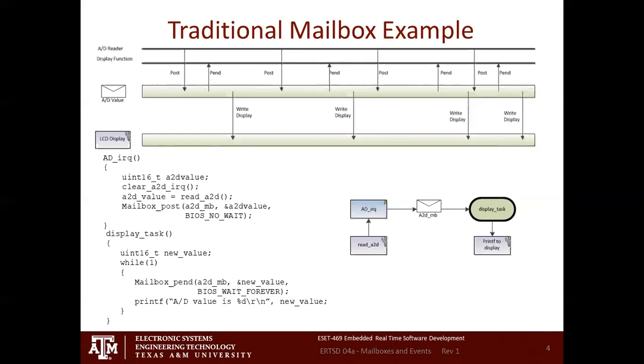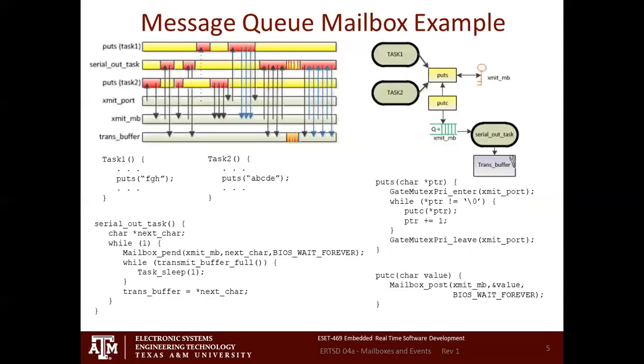So there's my interrupt routine. All it's doing is reading the A to D value and posting it in the mailbox. And the display task pends, comes down here, does a while loop. It pends until it gets a new value. It prints it out, goes back and pends again. That's what it does. Pretty simple.